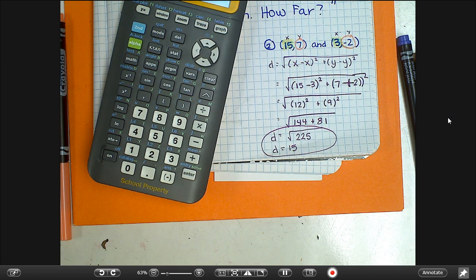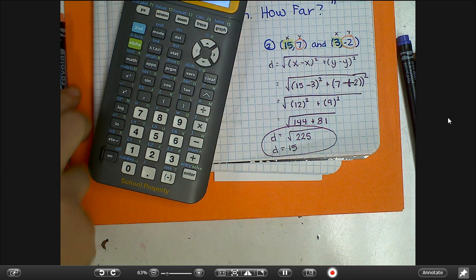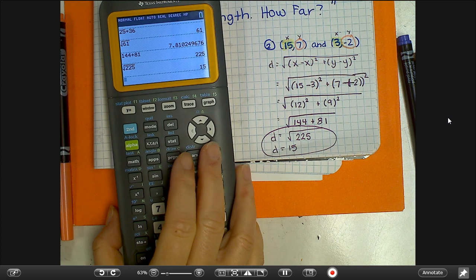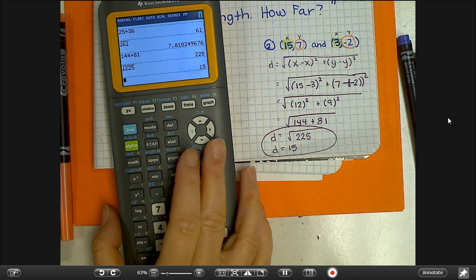All right, try the last problem on the next slide, and then you're done. Just check the other practice that we have available on Google Classroom.